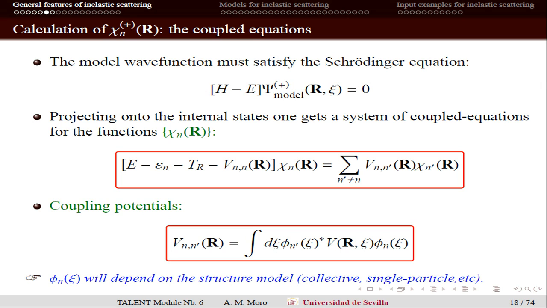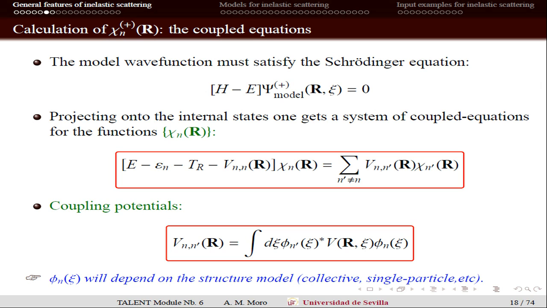Everything in the Hamiltonian, so we are integrating in the internal coordinates. The kinetic energy term does not depend on these internal coordinates, so this is diagonal. This is transparent to this function. But the potential, remember, contains a dependence on these xi coordinates, on these internal coordinates.